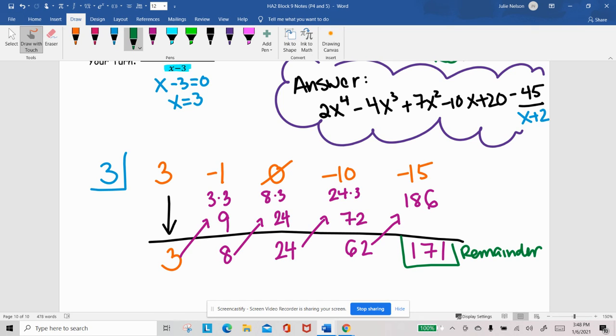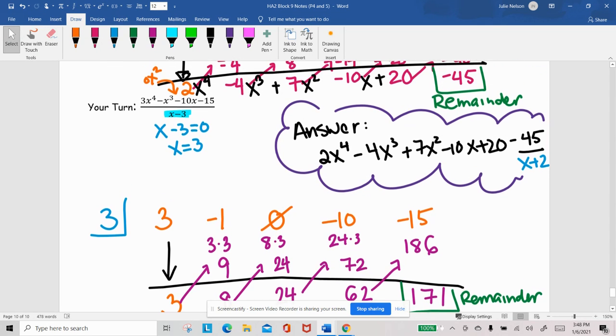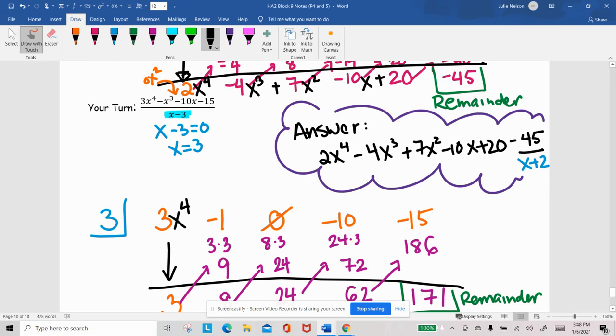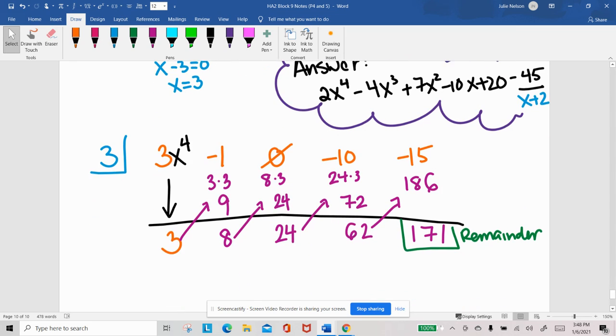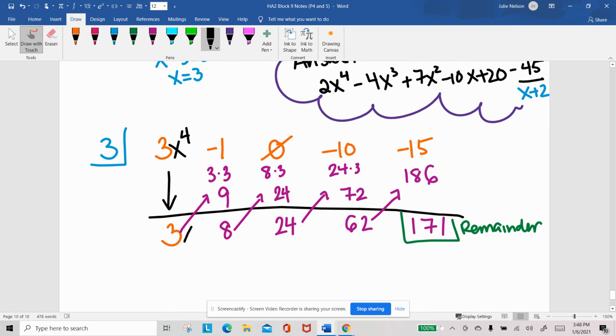So what do the numbers in front of 171 represent? They represent the coefficients to your quotient, right? Your quotient is your answer to the division problem. This 3 right here represented x to the 4th. So the 3 in your answer is always 1 less, it's x cubed. So it's 3x cubed plus 8x squared plus 24x plus 62 with our remainder.